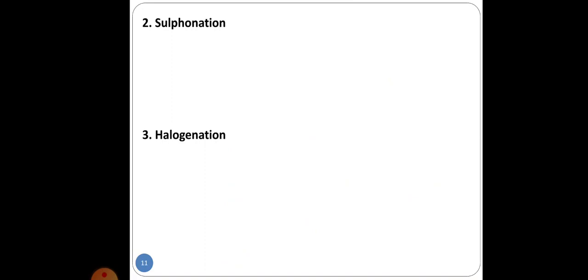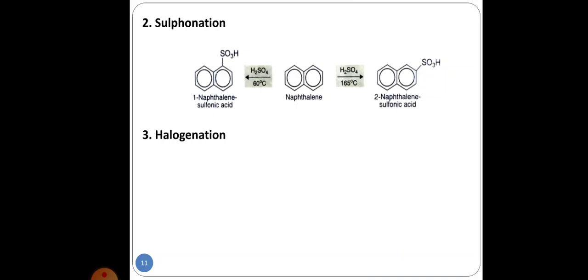Coming to the second reaction of the electrophilic substitution reaction, sulfonation. This is the reaction. Naphthalene undergoes sulfonation with concentrated sulfuric acid at 60 degrees centigrade to form 1-naphthalene sulfonic acid. If the same reaction is carried out at 165 degrees centigrade, then 2-naphthalene sulfonic acid is obtained.